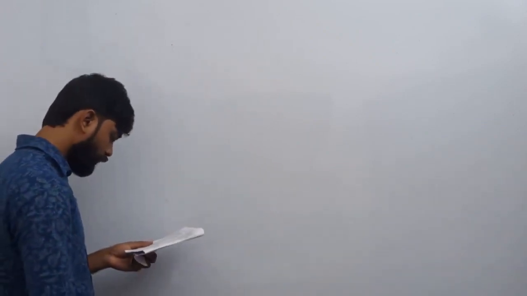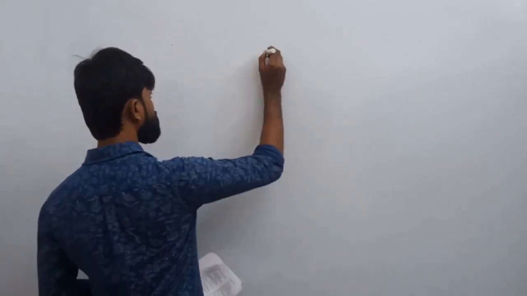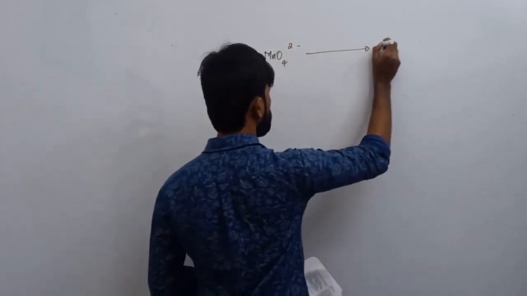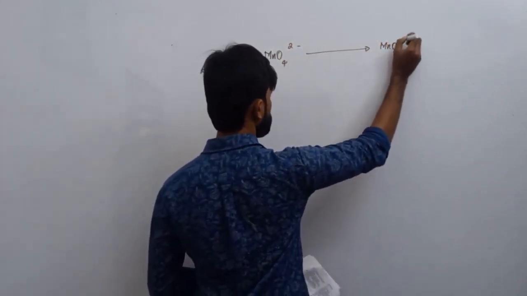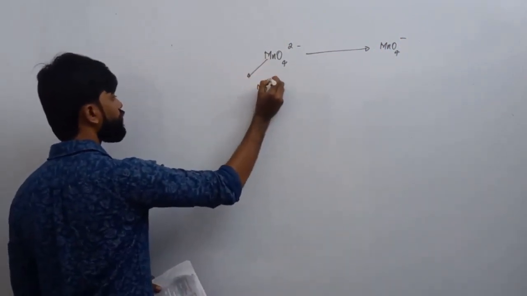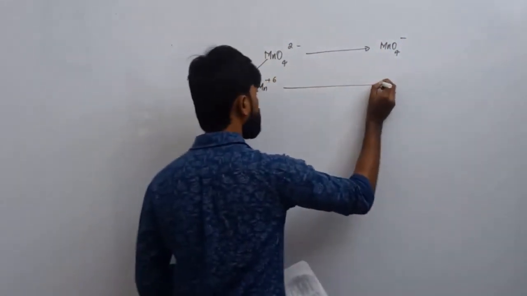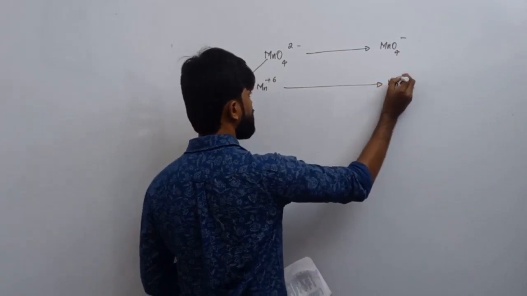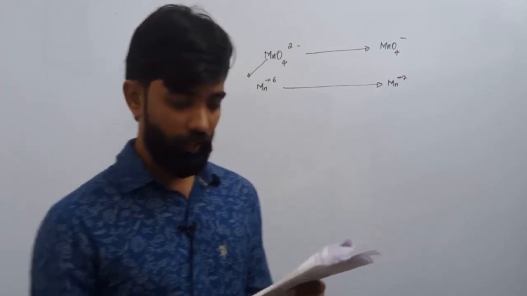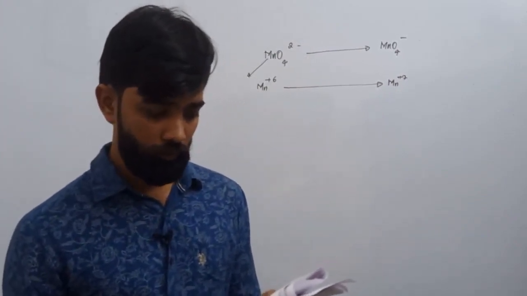Moving to the next question, question number 10. When 0.1 mole of MnO4 2 minus is oxidized, the quantity of electricity passed. So here is the oxidation of manganate ion, MnO4 2 minus to MnO4 minus. This is an oxidation. We know the oxidation state here is the oxidation of Mn 6 plus to Mn 7 plus. So this is the reaction involved here.